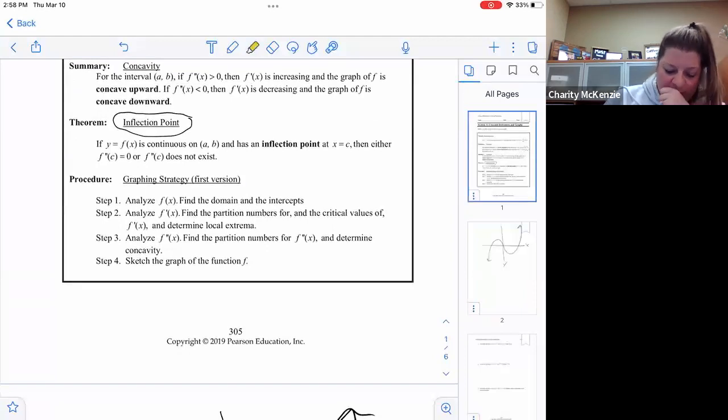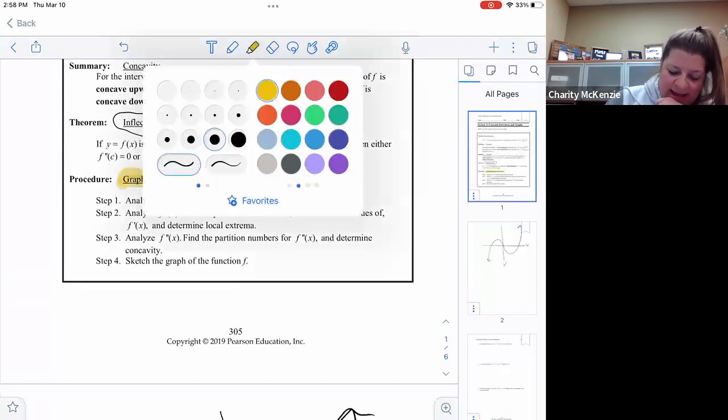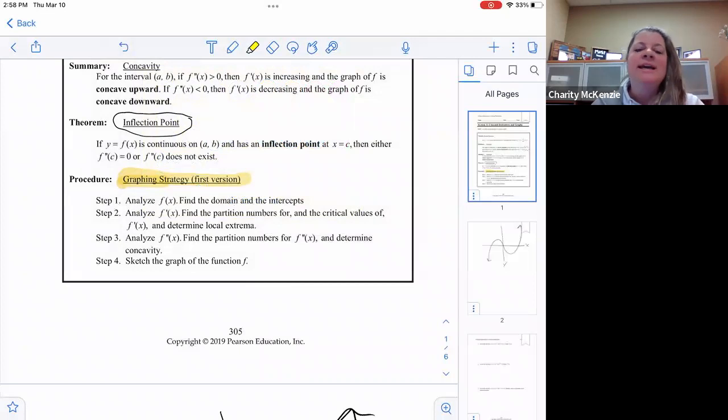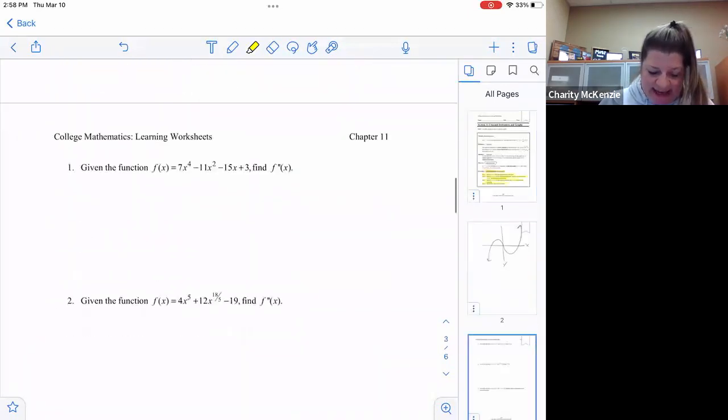So here's this graphing strategy that they give you here. That graphing strategy is basically the whole next section, or section 11.4, excuse me. It's like, okay, I'm going to look at the original function, step 1, and I can find all the domain, the intercepts. I can also find asymptotes. And then step 2 would be to analyze the first derivative. Step 3 would then be to look at this second derivative, and then you can sketch the function. That's where we're going. Okay, let's look at some concave stuff.